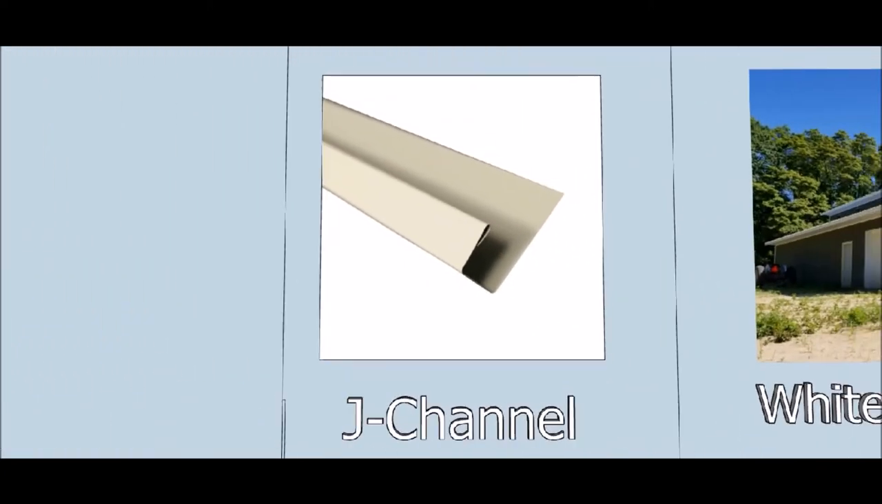J-channel is a metal trim piece bent into the shape of a squarish J that is placed around doors and sometimes windows to hide the rough edge of the metal siding that has been cut to fit around that opening.